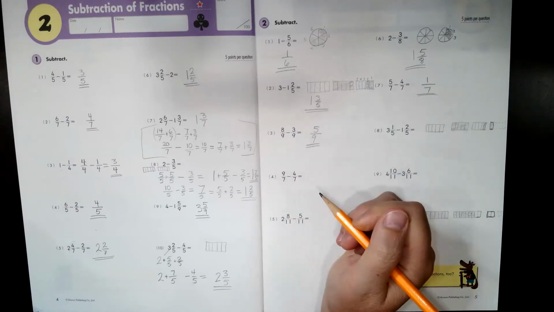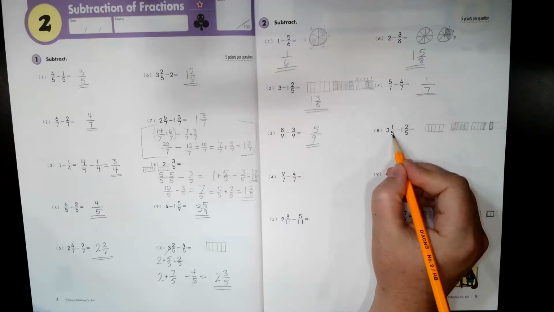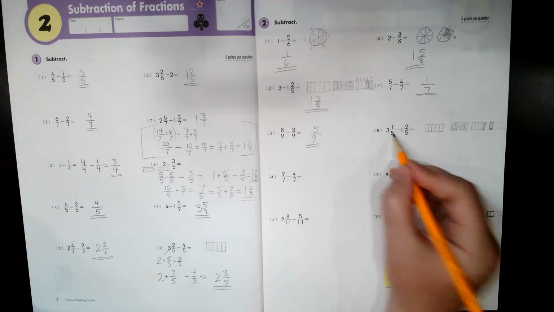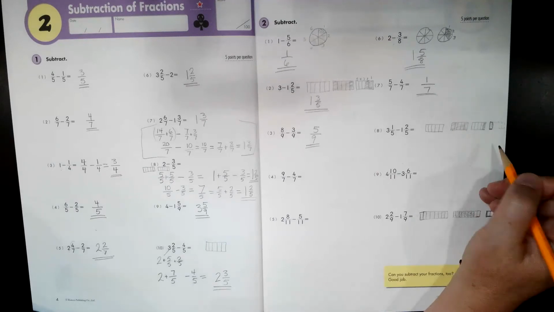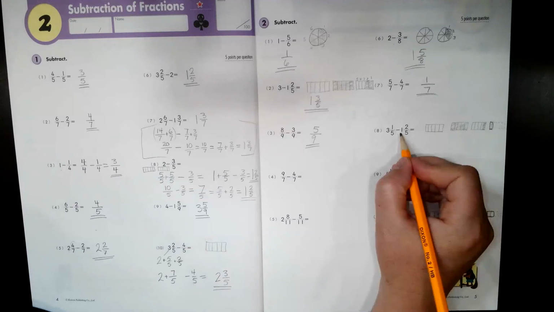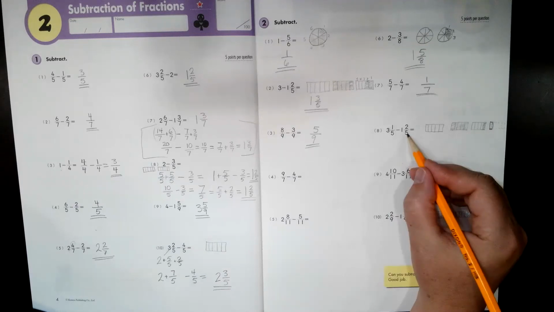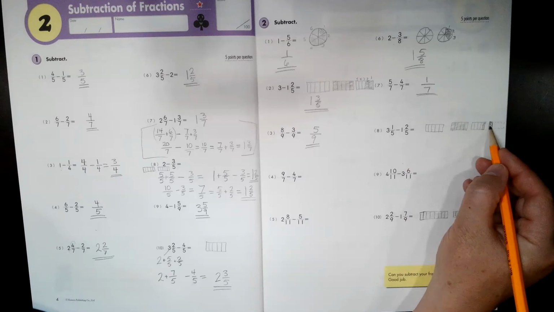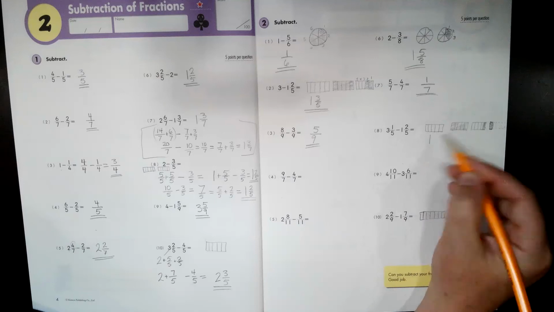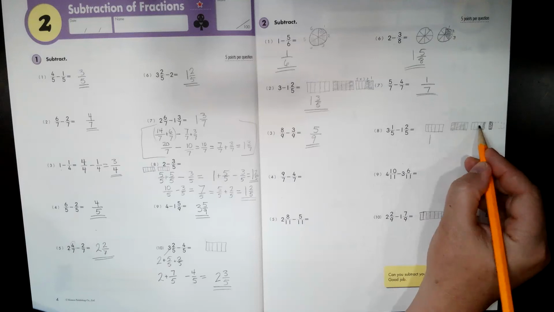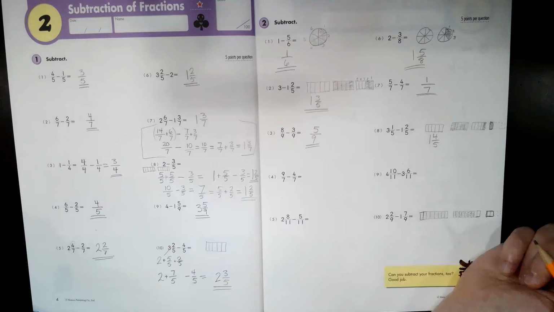5/9. Here we have 3 whole things, 1, 2, 3, plus 1 part of a thing broken into 5 parts. So we only have 1 part left. So we need to take away 1 whole part and 2 of the 5 parts. So I'm going to take away this one and I'm going to take away this one. So that leaves me with 1 whole and 1, 2, 3, 4, 4 of 5 parts.